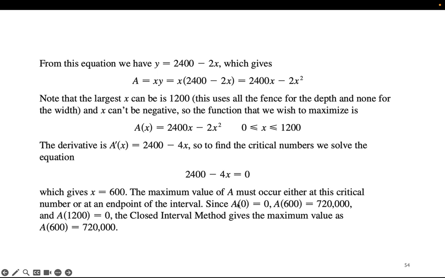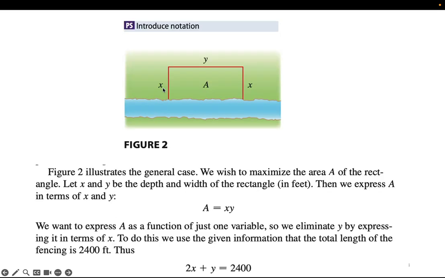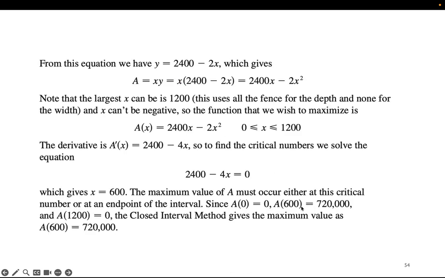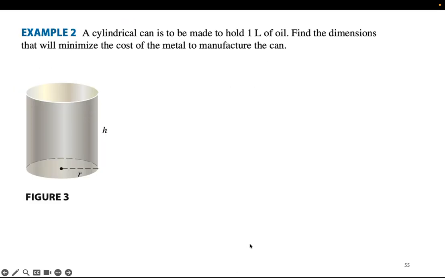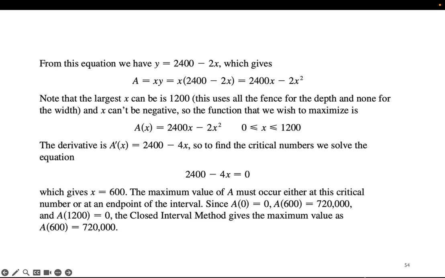So you plug in 0, the endpoint. Remember the endpoints are 0 and 1200. If x is 0, then the area is 0. If x is 1200, the area is 0. If this is 0, there's a whole line here that's 0, whereas if y is 0, then the area is 0. So those are the cases where the area is 0, and so those are the absolute minimum. And notice when you plug in 600, you get 720,000, which is even bigger than the case we had earlier of 700,000. And that theorem guarantees that this is the absolute maximum.